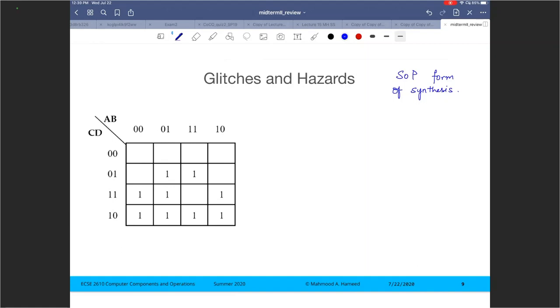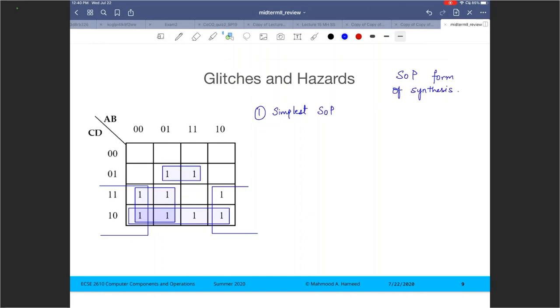So if I wanted to first do the simplest SOP, what would I do? I would start combining the ones. So I may have this. That's a group of 4. This will be a group of 2. This will be a group of 4 here. And that will be a group of 4 there.